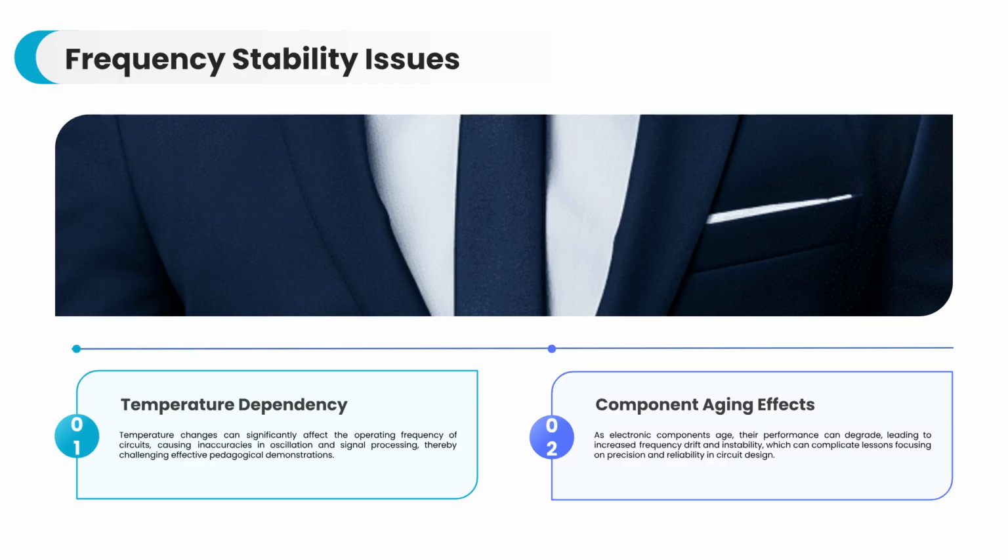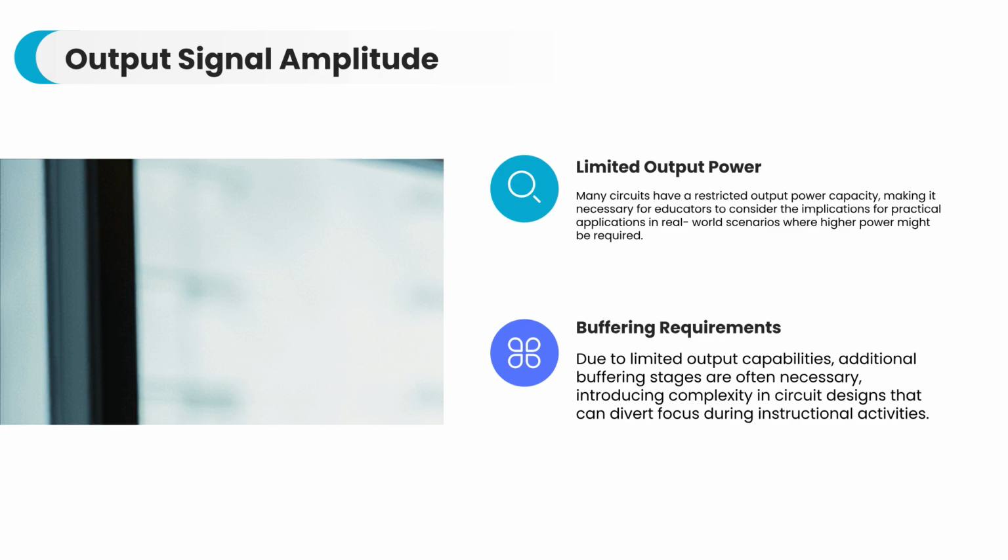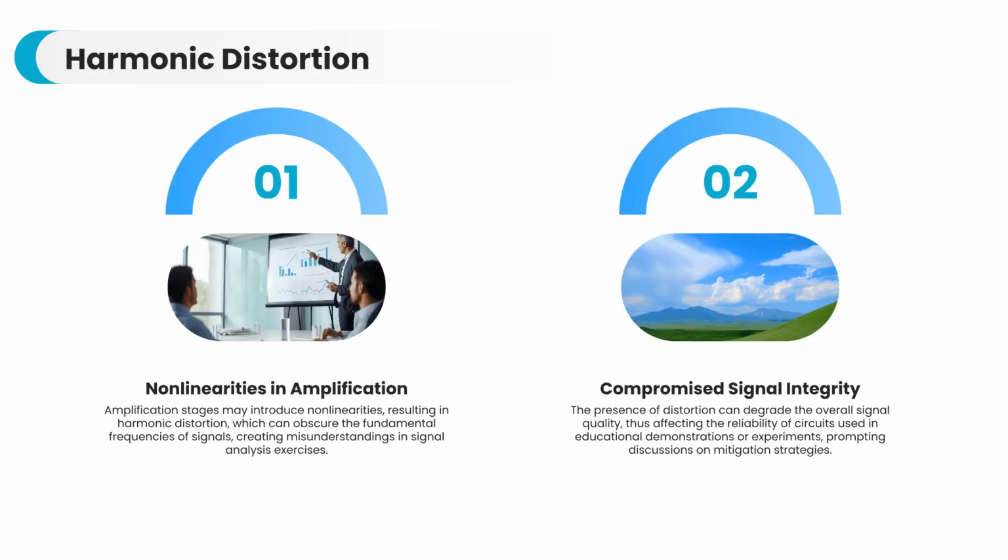Frequency stability issues arise from temperature dependency and component aging effects, which can cause frequency drift and instability. The output signal amplitude is often limited, necessitating buffering requirements and restricting use in applications demanding higher output power. They are susceptible to harmonic distortion due to nonlinearities in amplification, which can compromise signal integrity.